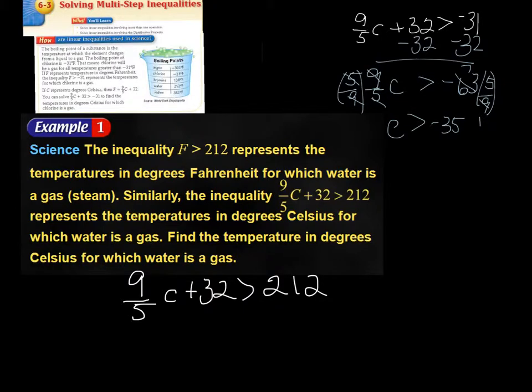The inequality F is greater than 212 represents the temperatures in degrees Fahrenheit for which water is a gas. We call that steam. Similarly, the inequality 9/5 C plus 32 is greater than 212 represents the temperatures in degrees Celsius for which water is a gas. Find the temperatures in degrees Celsius for which water is a gas. To undo plus 32, we would subtract 32 from both sides. And I get 9/5 C is greater than 180.